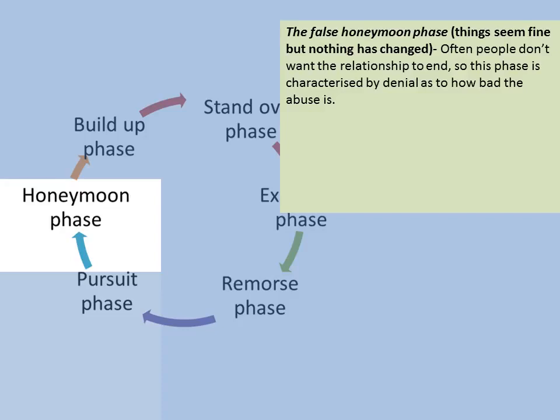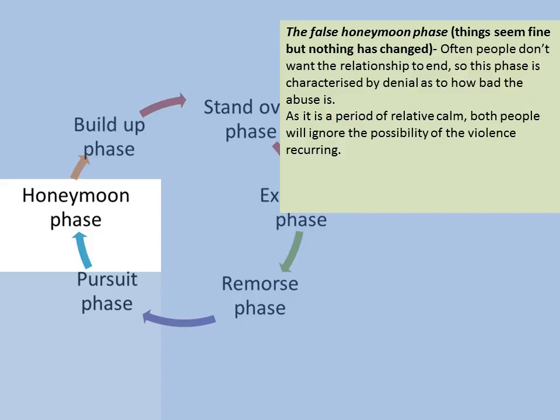Really, the power hasn't shifted. People don't want the relationship to end, so the phase is characterized by denial as to how bad it was. So there's this gradual denial building from the remorse and pursuit up to this stage here. It's pretty calm. Both people ignore the possibility of violence.